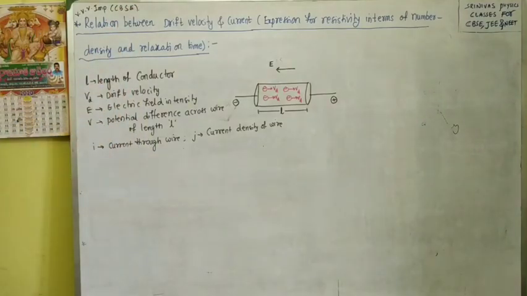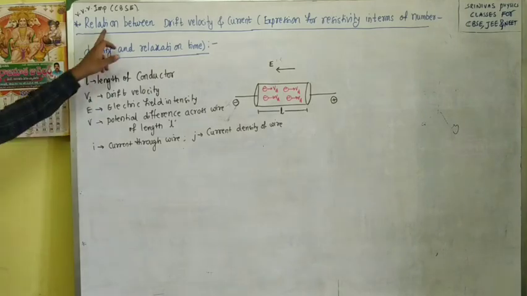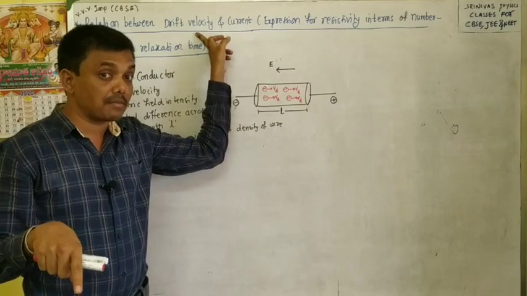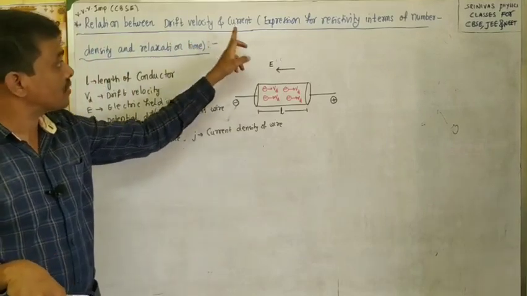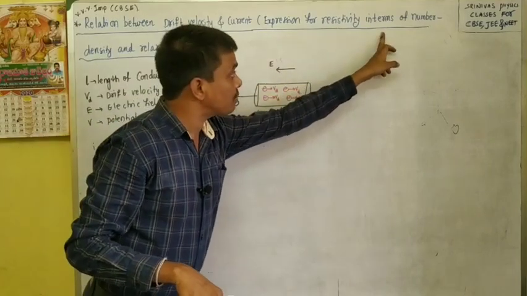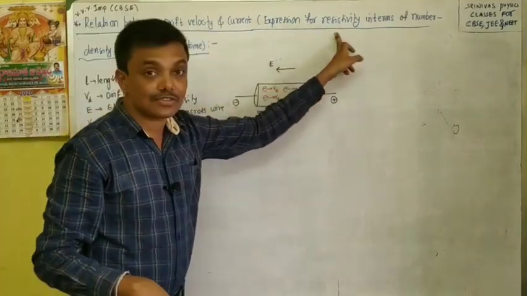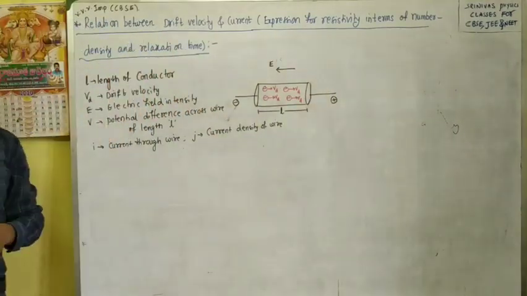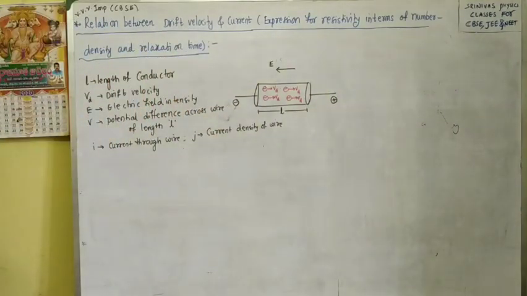Now, relation between the drift velocity and current. Relation between drift velocity and relaxation time is completed. Now I am going to derive the relation between the drift velocity and current, that is, the expression for resistivity of the wire in terms of number density and relaxation time.